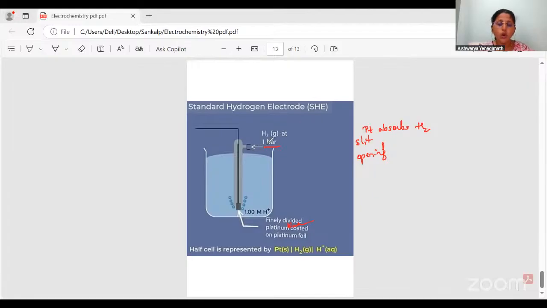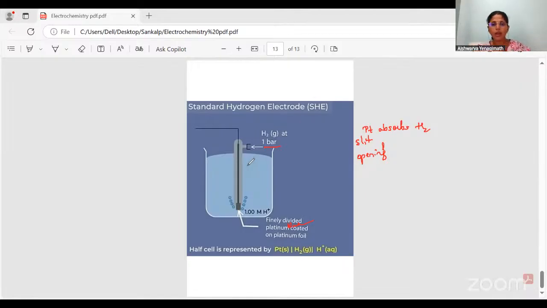When you bubble pure hydrogen gas through the slit inside, this platinum will absorb the hydrogen. It will absorb as much as platinum can absorb, and the excess H2 escapes. It absorbs only how much is required, that much it will take.